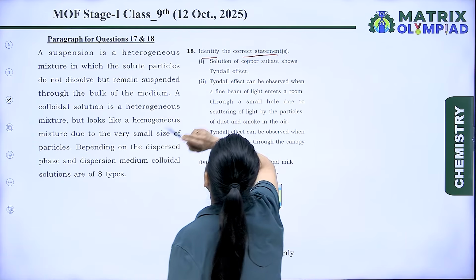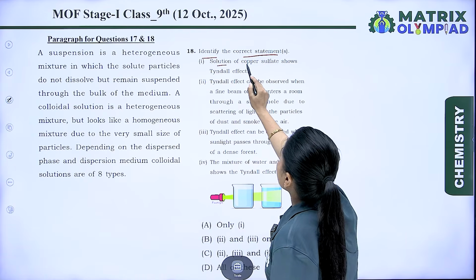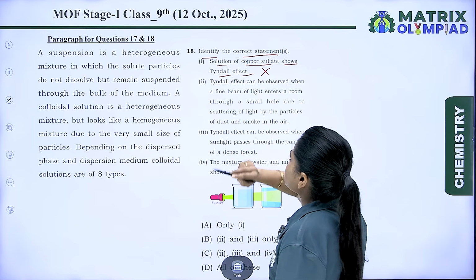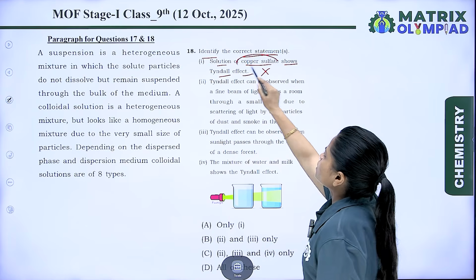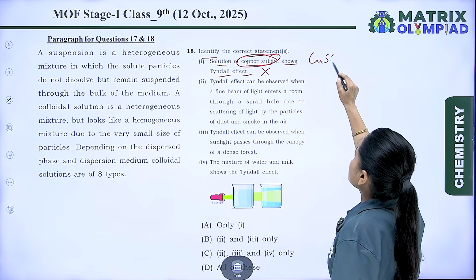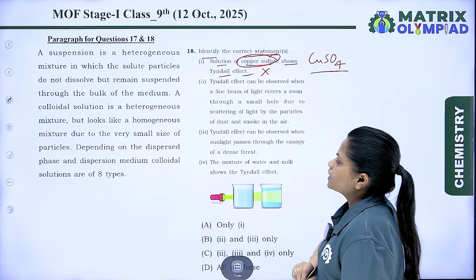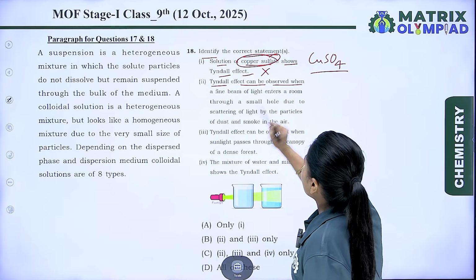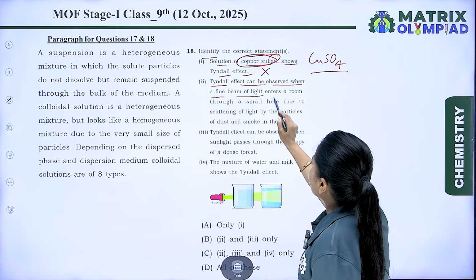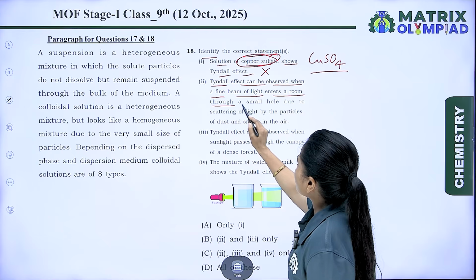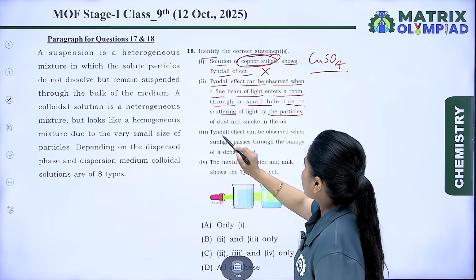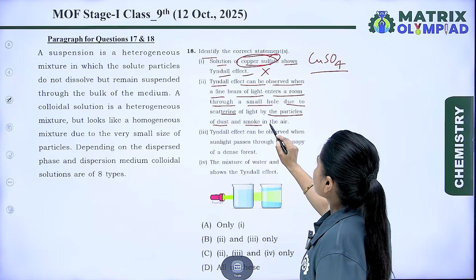Identify the correct statement. Solution of copper sulfate shows Tyndall effect. No, this is incorrect, as we know that the solution of copper sulfate is not a colloid, it is a true solution. Tyndall effect can be observed when a fine beam of light enters a room through a small hole due to scattering of light by the particles of dust and smoke in the air.